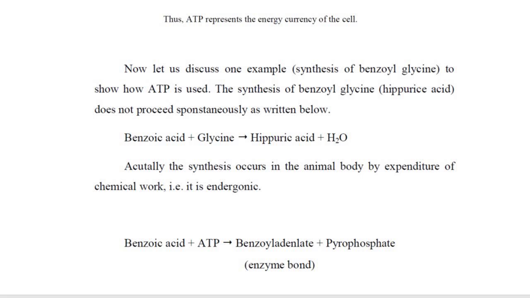Now let us discuss one example, synthesis of benzoyl glycine, to show how ATP is used. The synthesis of benzoyl glycine, hippuric acid, does not proceed spontaneously as written below. You can see benzoic acid plus glycine gives hippuric acid plus water. Actually, the synthesis occurs in the animal's body by expenditure of chemical work. That is, it is endergonic. So, benzoic acid plus ATP gives benzoyl adenylate and pyrophosphate, enzyme bound.